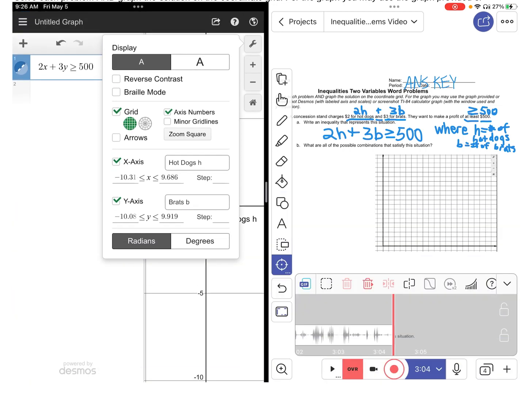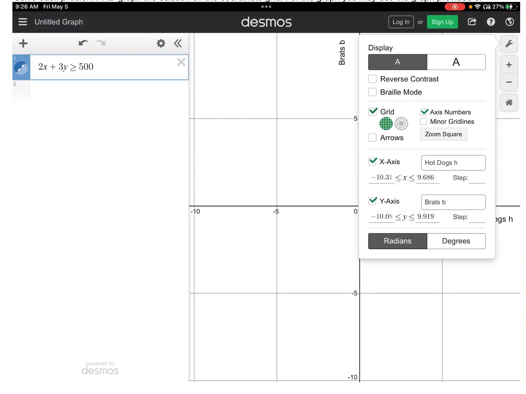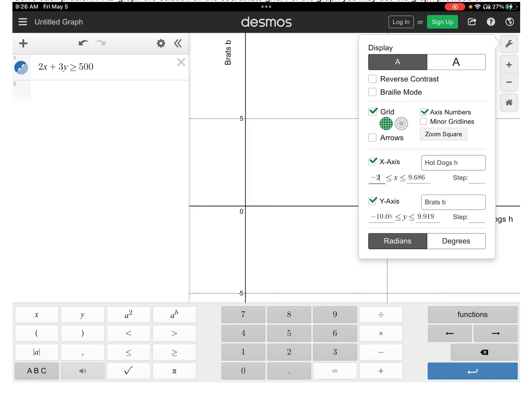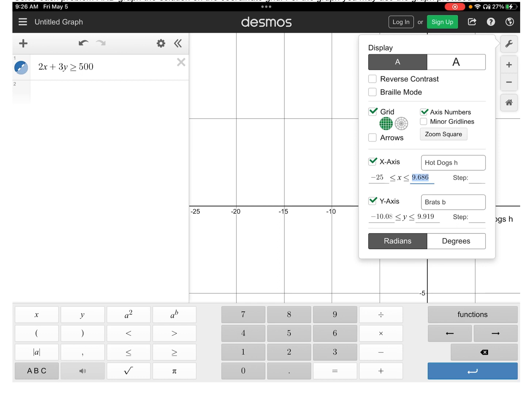At this point now, we can have just the Desmos screen. And what we're going to do is change our x-axis. I like to go a little bit to the left, so I'm going to do a -25 so we can actually see the labels. And then because 500 divided by 2 is 250, 500 divided by 3 is 166.6 repeating, or 2/3. We're going to go up to more than 250, so maybe 300.